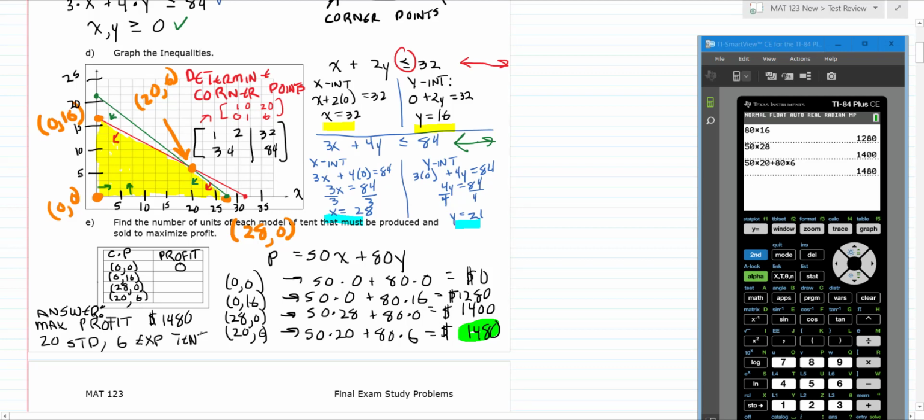Okay, that's how you do that. The corner points will always give you where your maximum or minimum occurs. So that is your answer right there. Okay, that's linear programming. The hardest part is getting that set up.